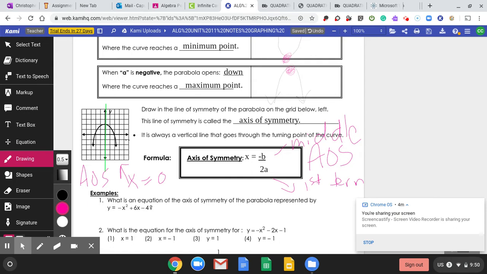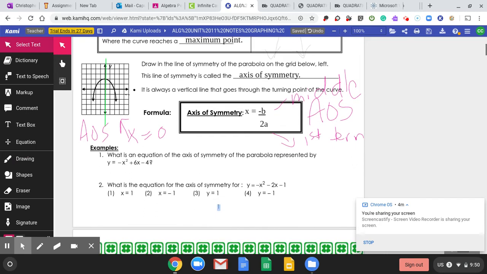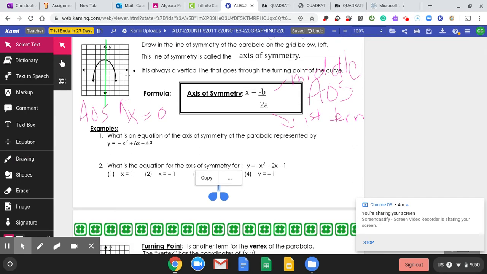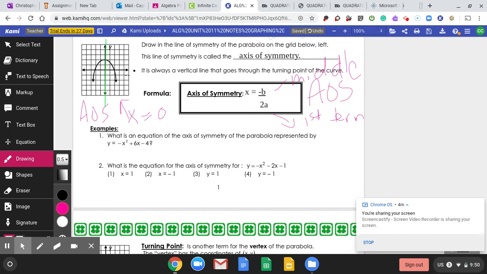Okay, so what is the equation of the axis of symmetry of the parabola with negative x squared plus 6x plus 4? So here we go. I need negative b over 2a. By the way, it's always x equals, and think of what letter is inside of axis. Well, the letter that's inside of axis is the letter x. So it's always x equals, never y equals, because it goes straight up and down.